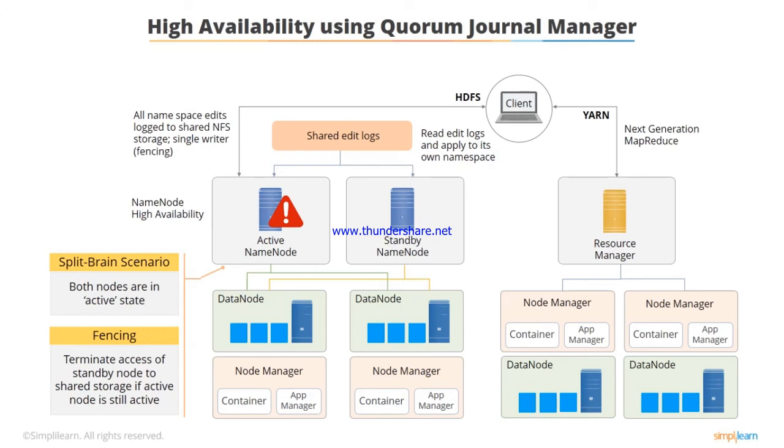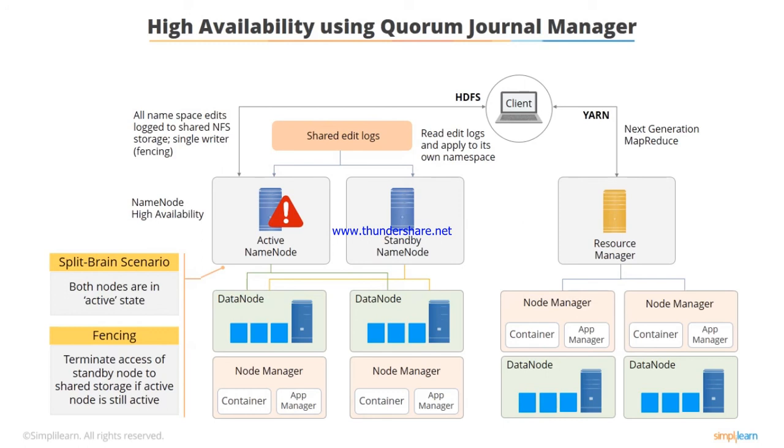The active node performs a namespace modification and logs a record of the modification to an edit log file stored in the shared directory. The standby node constantly checks this directory for modifications and applies them to its own namespace. In case of a failure, the standby node ensures that it is up to date with all modifications from the shared storage, and then takes over as the active node. The standby node switches to active state. In this way, there will be no losses because of the failover.